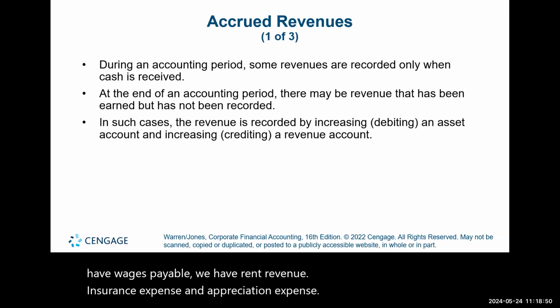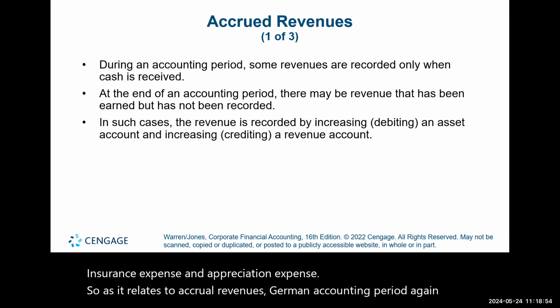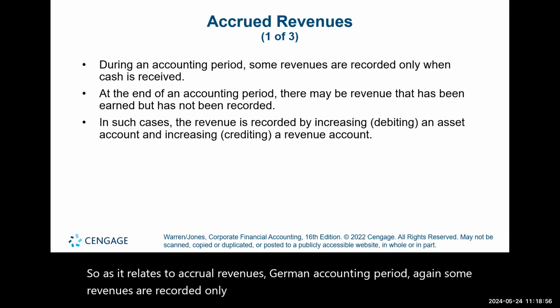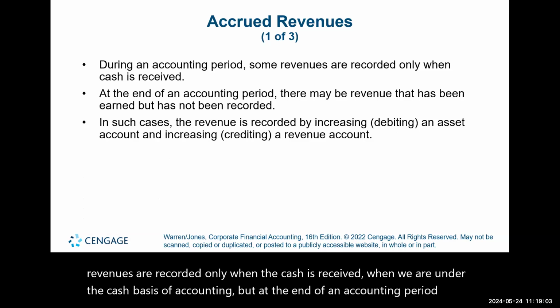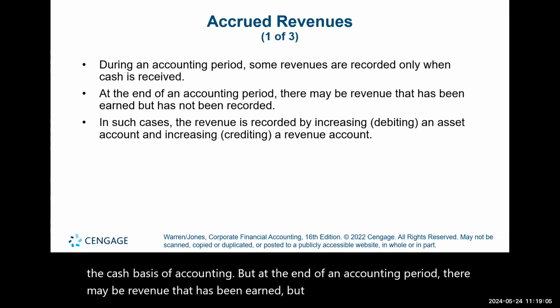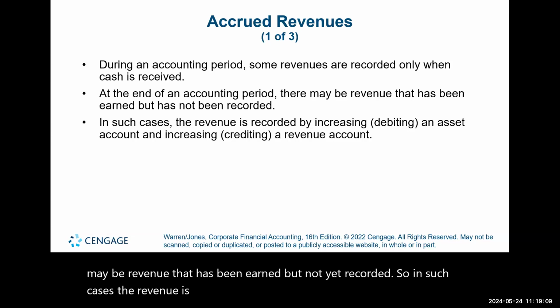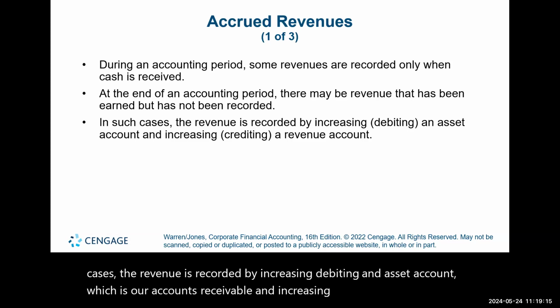So as it relates to accrued revenues, during an accounting period, again, some revenues are recorded only when the cash is received, when we are under the cash basis of accounting. But at the end of an accounting period, there may be revenue that has been earned but not yet recorded. So in such cases, the revenue is recorded by increasing, debiting, an asset account, which is our accounts receivable, and increasing, crediting, our revenue account.